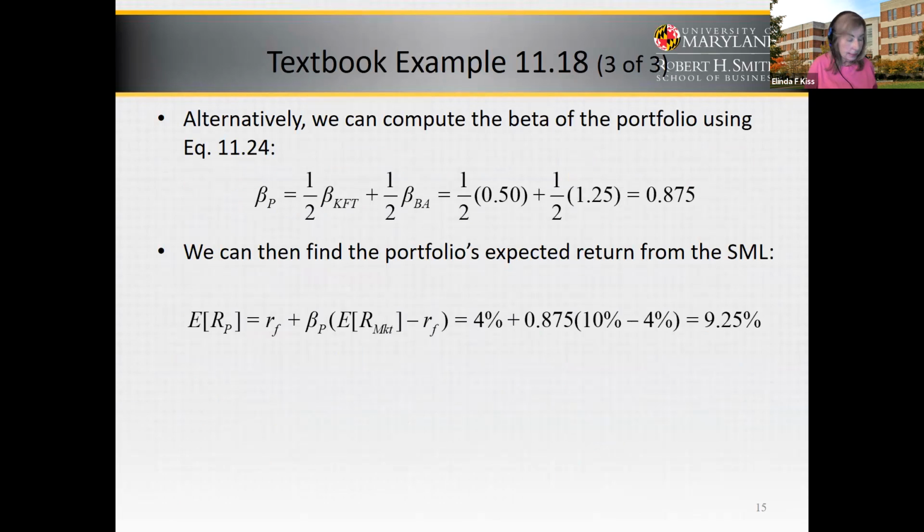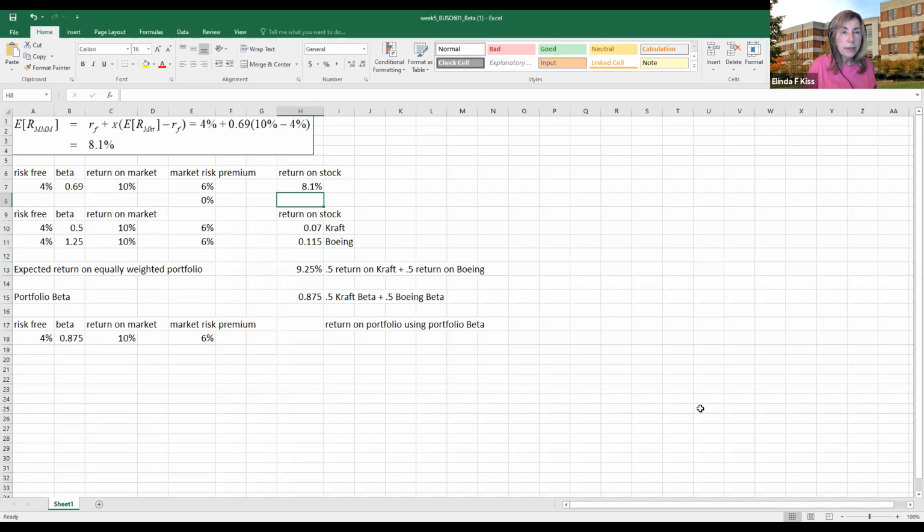So let's look at the Excel. Here we see that Kraft has a beta of 0.5. Boeing has a beta of 1.25. So we can calculate the return here on Kraft: 4% plus the beta 0.5 times the market risk premium of 6%, and that gives us a return of 7%, 0.07. For Boeing, with the higher beta of 1.25, the required return is 11.5%.